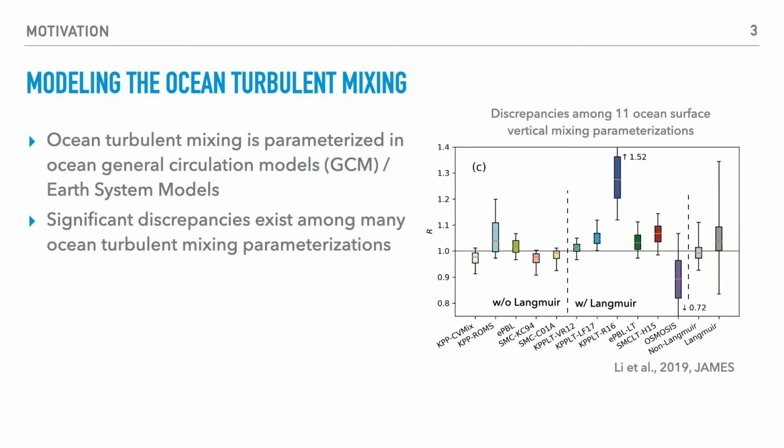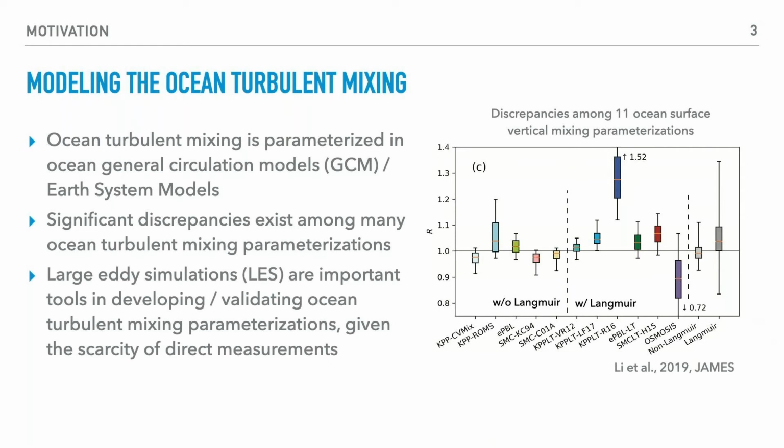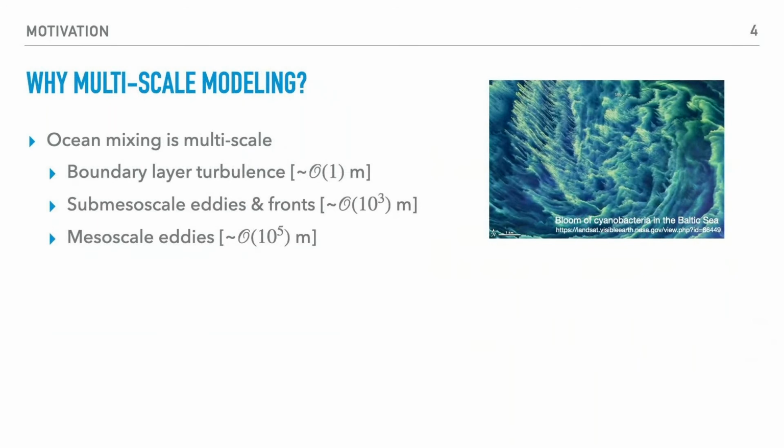There are quite significant discrepancies among many of the ocean turbulent mixing parameterizations, as shown in this figure. I won't go into detail, but this is a metric showing the differences between 11 ocean surface vertical mixing parameterizations, and you can see there's a large spread. Also, given the lack of direct measurements, large eddy simulations are usually used to develop and validate the ocean turbulent mixing parameterizations, and I'll also use this tool in this work.